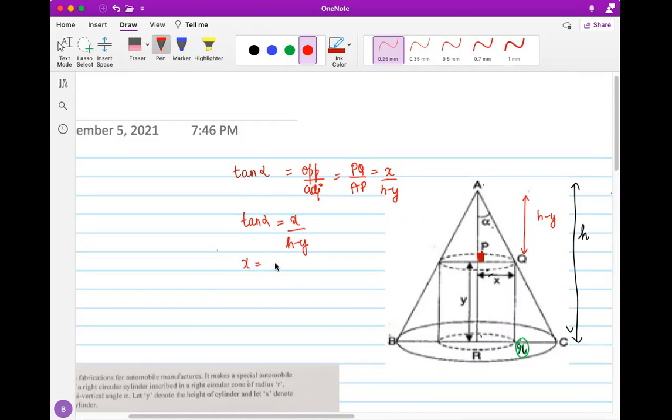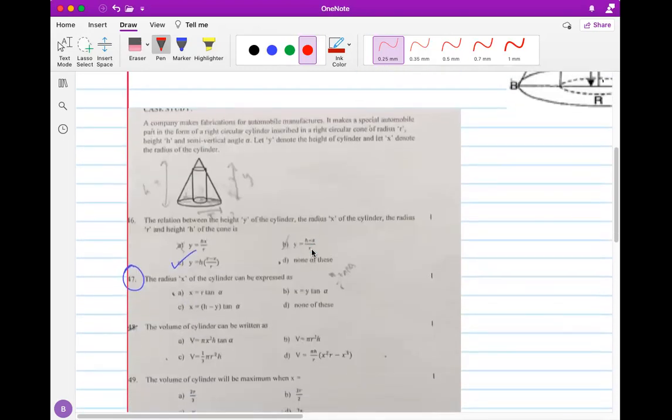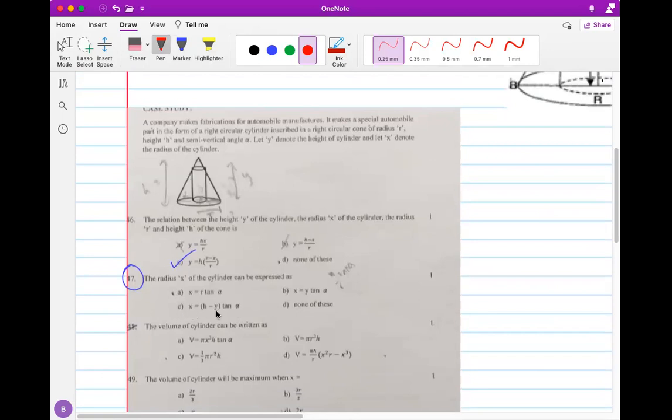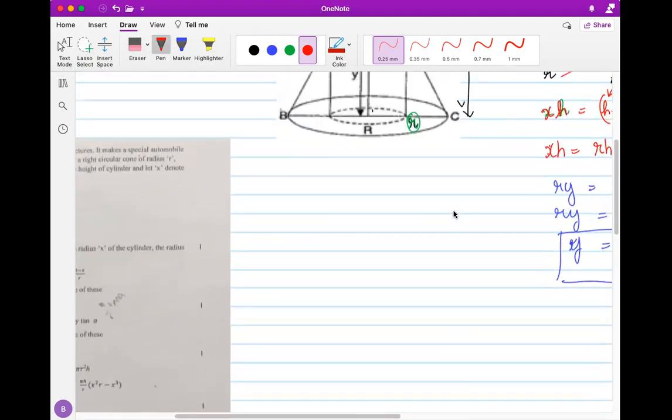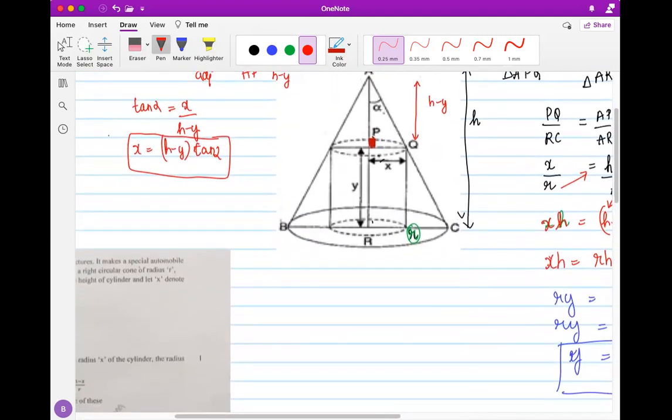So x is equal to h minus y into tan alpha. So this is the answer. Let us check the options. X is equal to h minus y into tan alpha, so option C is the right answer. Now, the volume of cylinder can be written as, we need to find it.